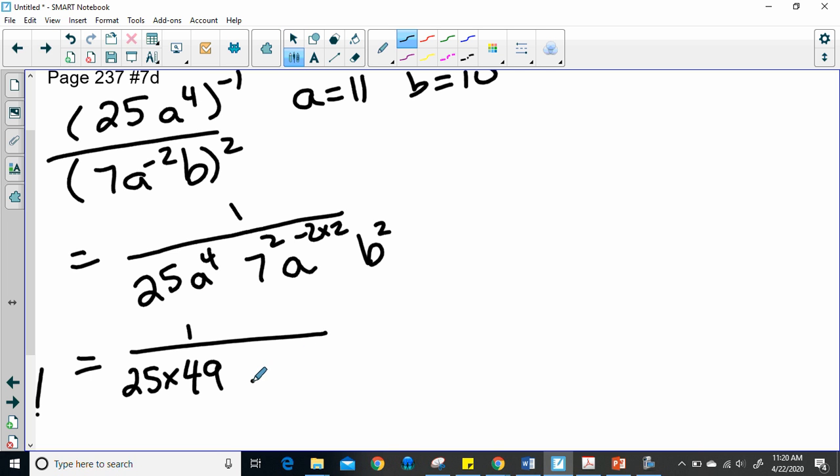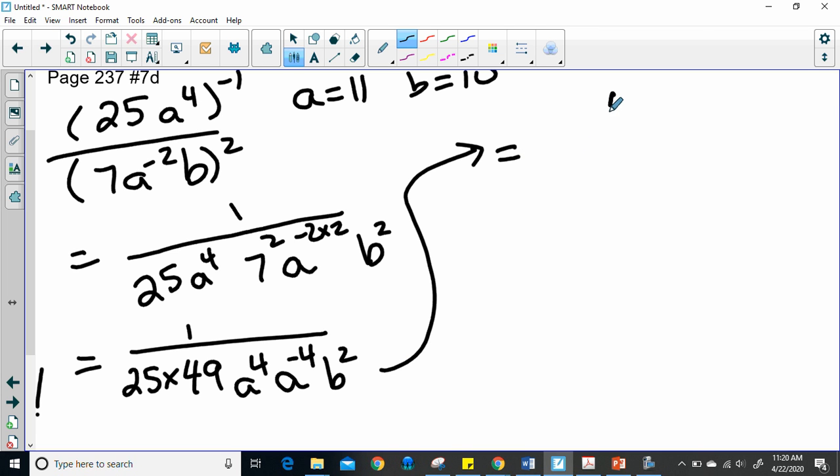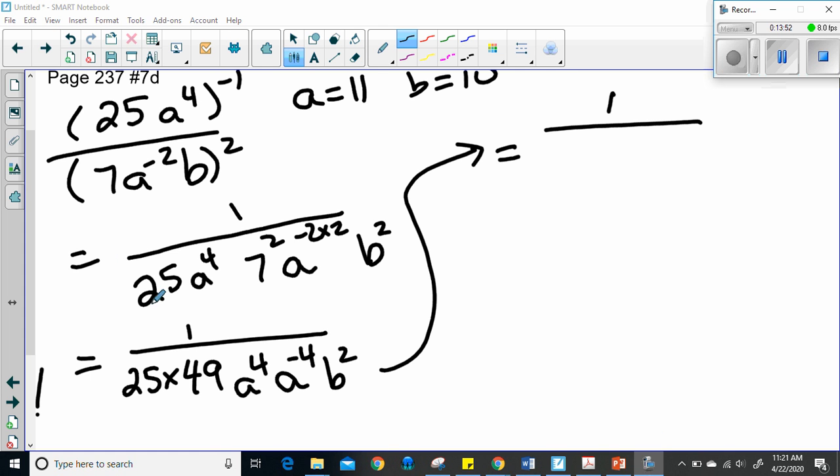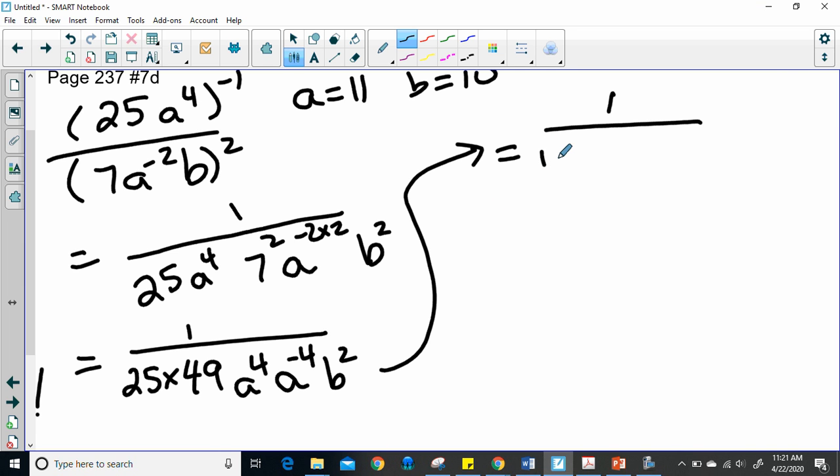And then I have, let's look at our a's. We have a to the 4th times a to the -4. Ooh, those guys are going to disappear. Times b squared. So all of this is going to equal 1 over 25 times 49, 1,225. A to the 4 plus a to the -4, well, that's just a to the 0. So those guys are gone. B squared.